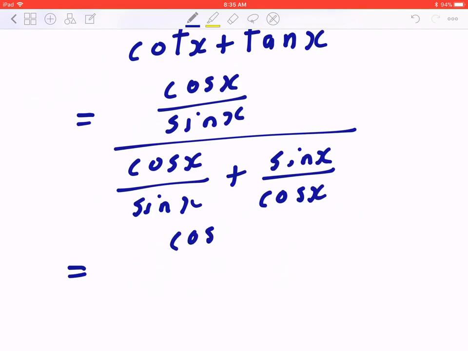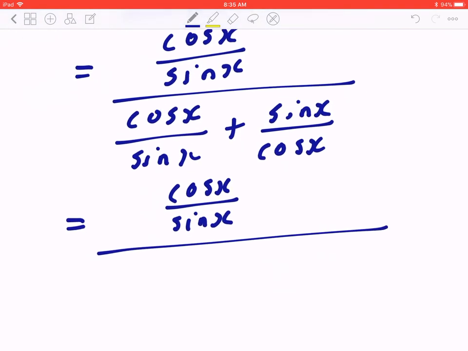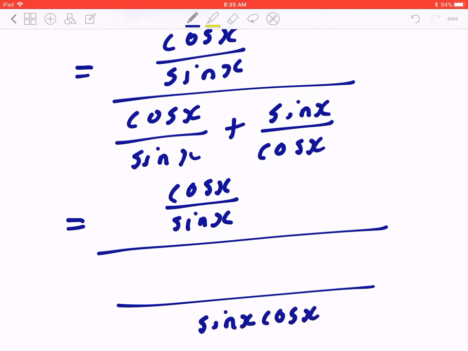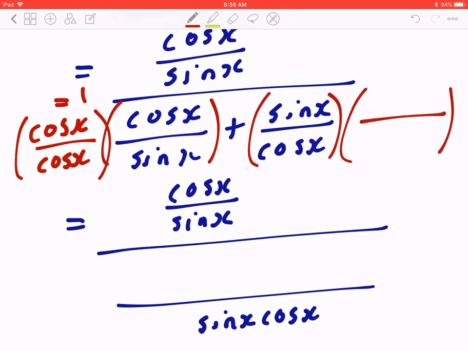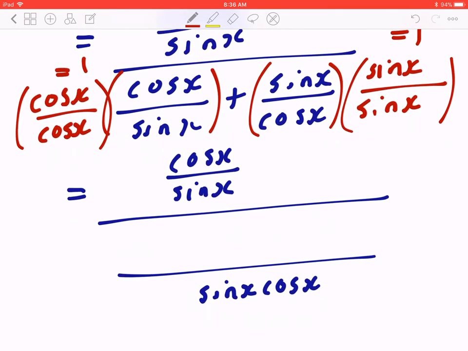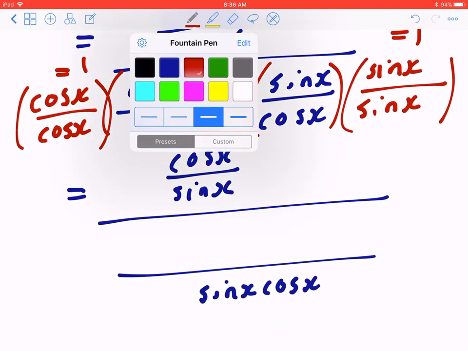Now at the top, I'm just going to copy for now. And if you look at the bottom, the common denominator is going to be sine x times cosine x, which means you have to multiply the first part by the missing common denominator, which is cosine x over cosine x, which is really 1. Likewise, in the second part, you multiply by the missing common denominator, which is sine x over sine x, which again will give you 1. So you're not changing the actual value, you're just changing the form.